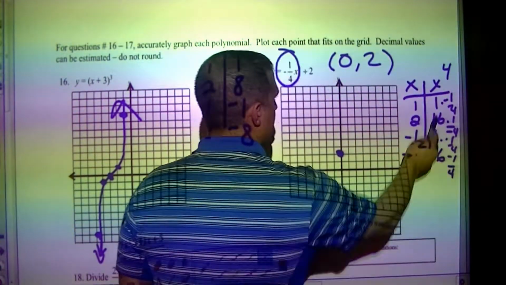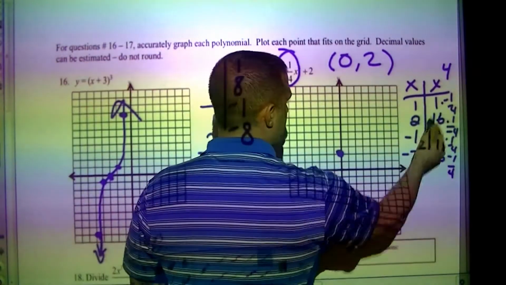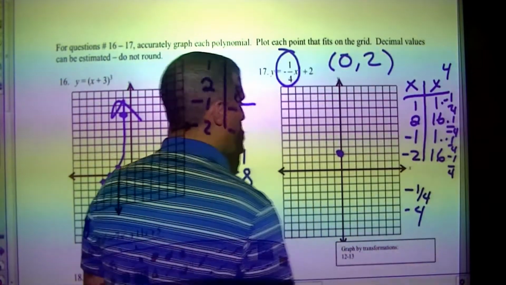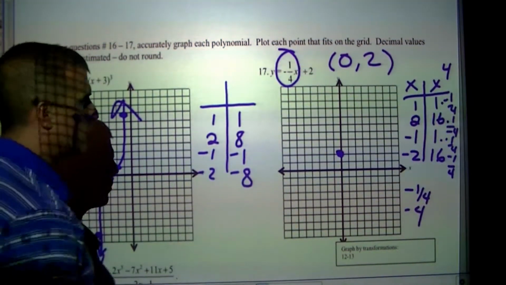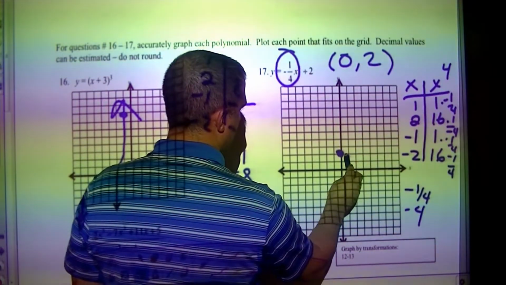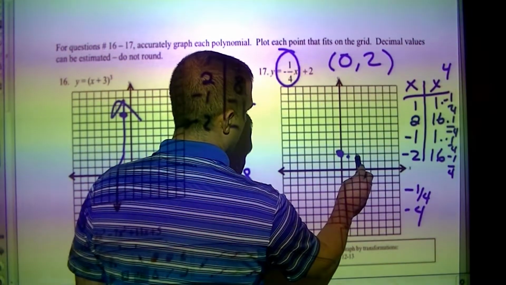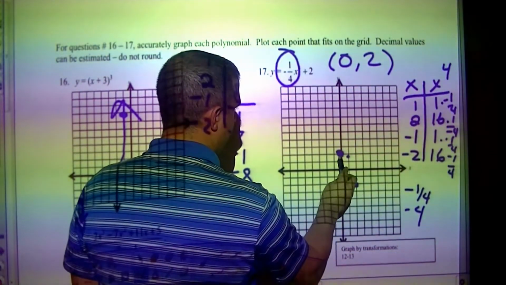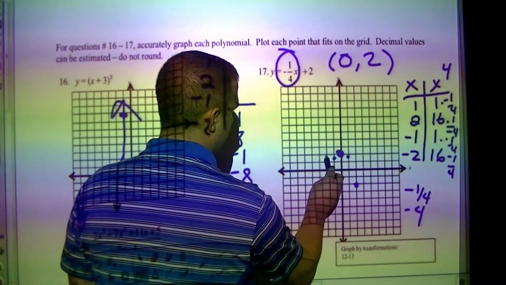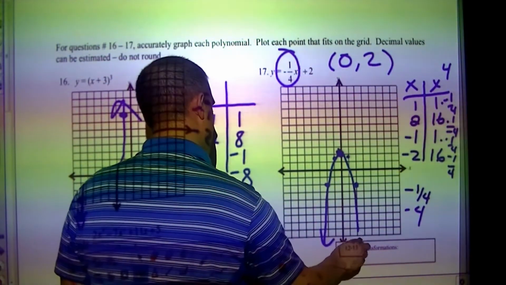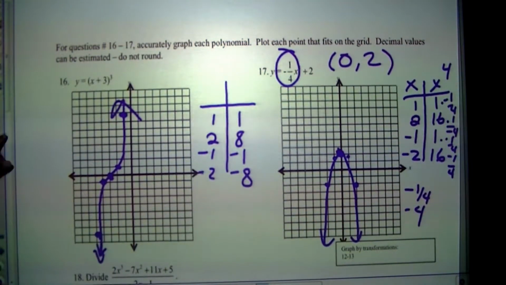And I know it's hard to see that, but basically that's going to be negative 1/4. 16 times negative 4 is negative 4, okay? So I'm going right 1, down a fourth, right 2, down 4. Left 1, down a fourth, left 2, down. So it looks very much like a quadratic. It's just going to be stretched a little longer, okay?